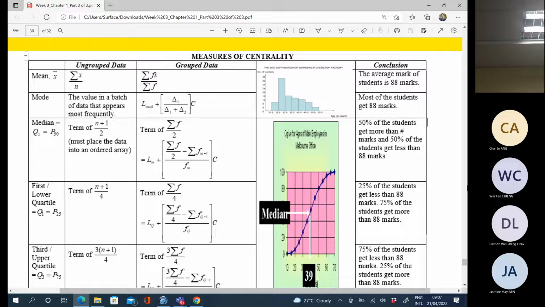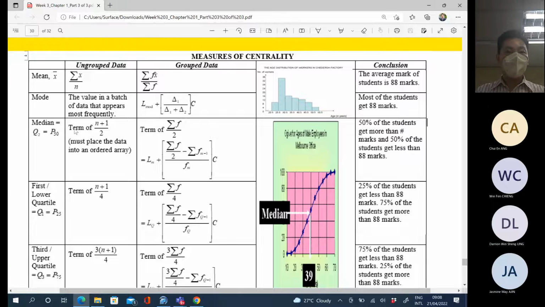Then the next measurement is the median. Median means the middle number, the middle value. So in order to get the middle value, you need to arrange the data from smallest to highest. That is the first step. The second step is to identify the term of the median using this formula: n plus 1 divided by 2. Term means the location. So temporarily ignore this column. We just focus on this column this week, ungroup data. Once you identify the term of the median using n plus 1 divided by 2, you should be able to get the median value. The median value is in the middle.